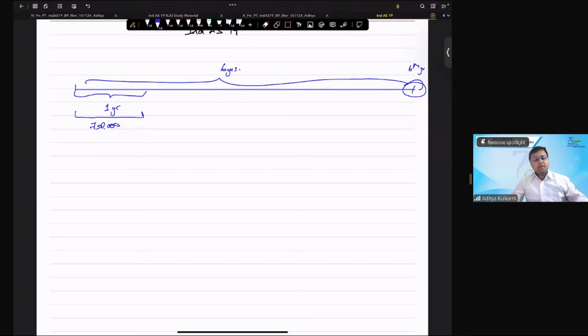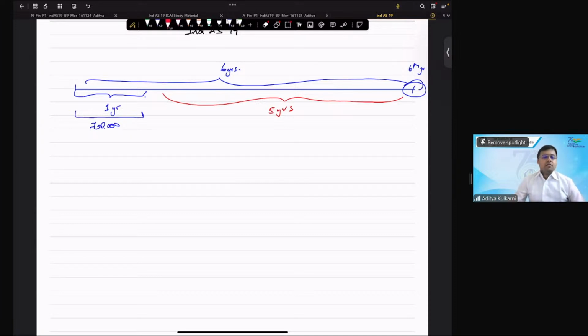Yes, this is the value. This is the final value. Okay, 7,50,000. So for this 1 year, 7,50,000 has to be accrued. But I cannot accrue 7,50,000 directly because the payment has to happen after 5 years, from end of year 1 till end of year 6. This period is 5 years. So I cannot directly accrue 7,50,000. I will have to bring it to the present value.